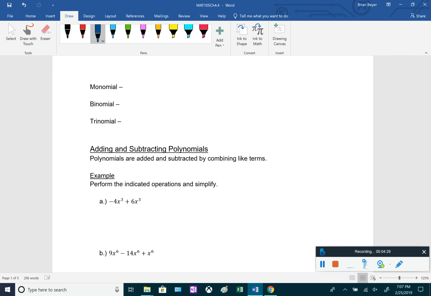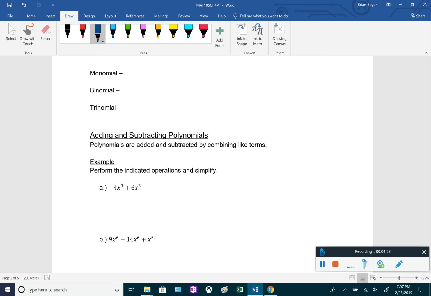Okay, so for some terminology here, we have a monomial. A monomial is going to be a polynomial with one term. So something like, for example, 4x cubed is a polynomial because it just has that one term, which is 4x cubed. A binomial, so look at the prefixes for all these words. Mono means 1, bi means 2, tri means 3. So a binomial is a polynomial with two terms.